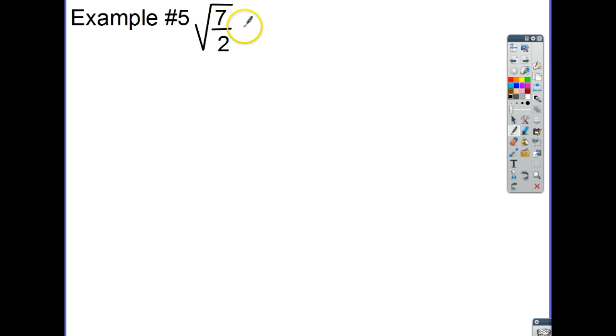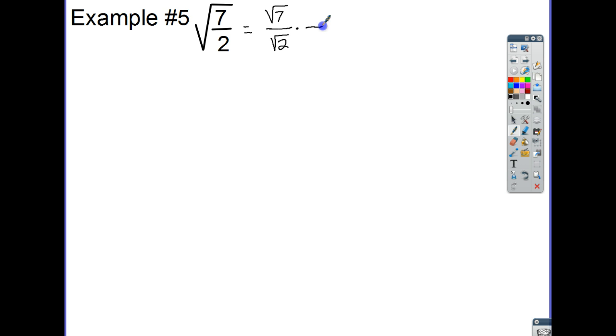7 over 2 doesn't simplify. We put the square root of 7 over the square root of 2. Unfortunately, 2 is not a perfect square. We started out with a fraction under the radical. We got rid of that, but now we've got a radical in the denominator, which is the second rule about fractions and radicals. You can't leave it like this. It's not considered simplified.